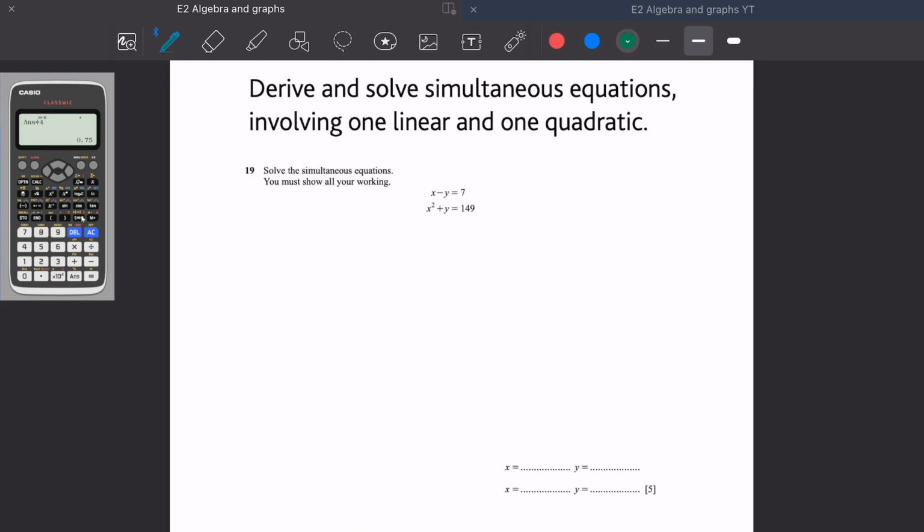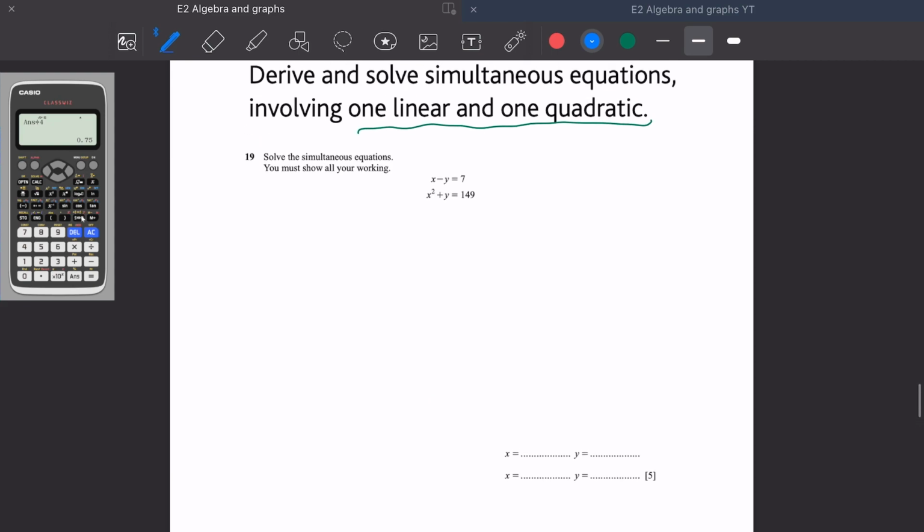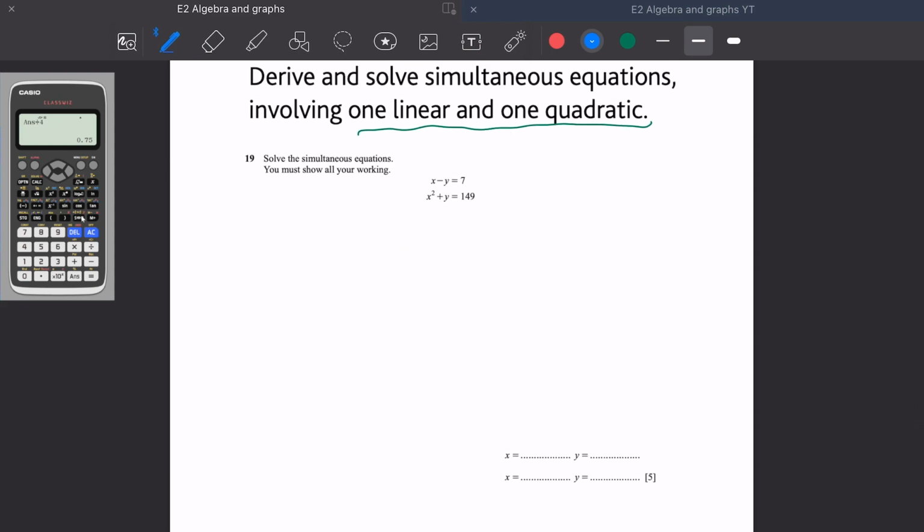Develop and solve simultaneous equations involving one linear and one quadratic. They've recently started asking this, so you should prepare these type of questions. Solve the simultaneous equations, you must show all your working. So the first equation is x minus y is equal to 7 and x squared plus y is equal to 149. So you use substitution to solve these type of questions.